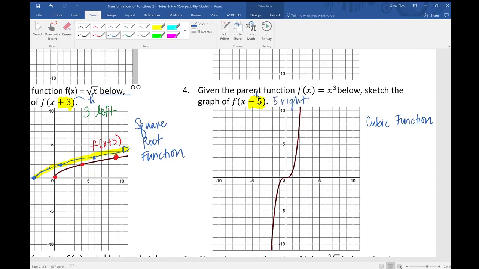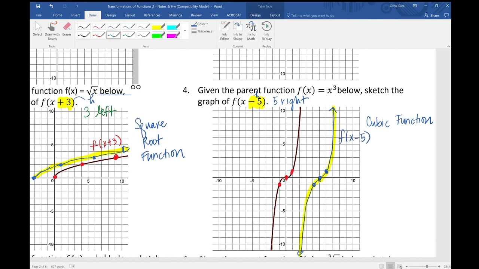So let's go ahead and pick our 3 points. Let's go with (0, 0). Let's also go with (1, 1) and (-1, -1). Let's move (-1, -1) first. Move that 5 units to the right. 1, 2, 3, 4, 5. And then let's move (0, 0) 5 units to the right. 1, 2, 3, 4, 5. And finally (1, 1), move that 5 units to the right. Draw the graph. Label the graph f(x - 5).